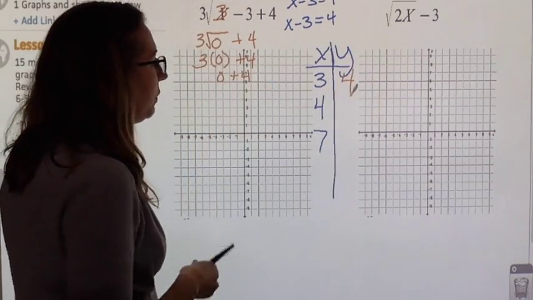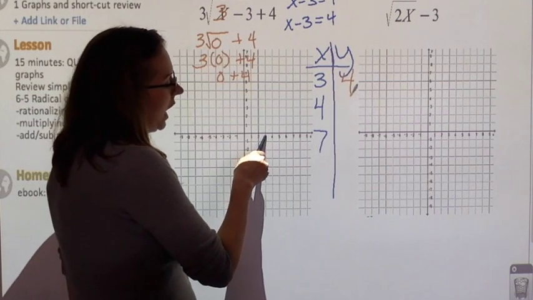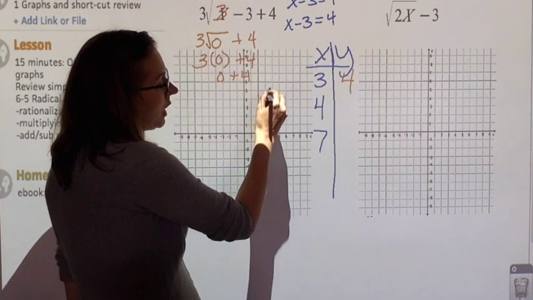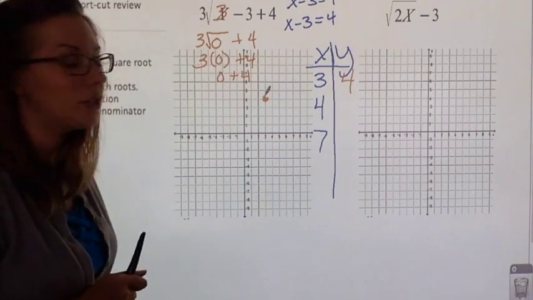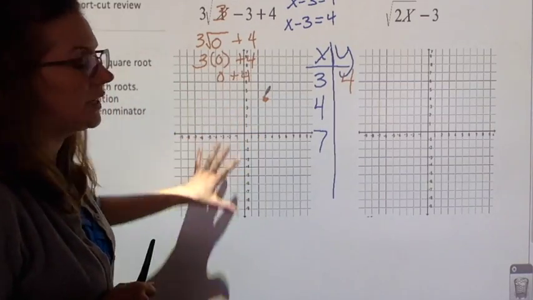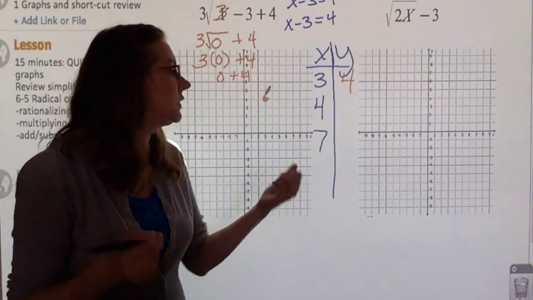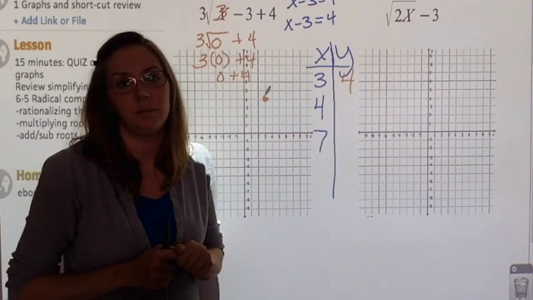So for my first point, I'm going to go over 3 and up 1, 2, 3, 4 and put a dot. Okay? There's going to be no values to the left of this. They'd all be imaginary solutions. They all would be negatives under the root sign.